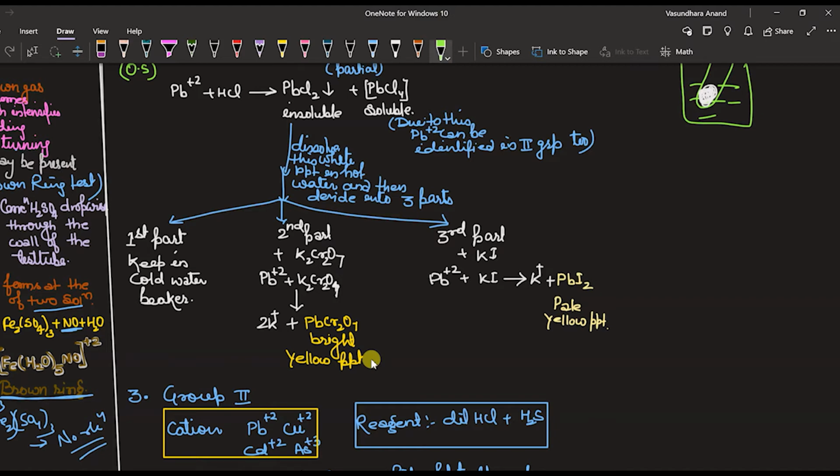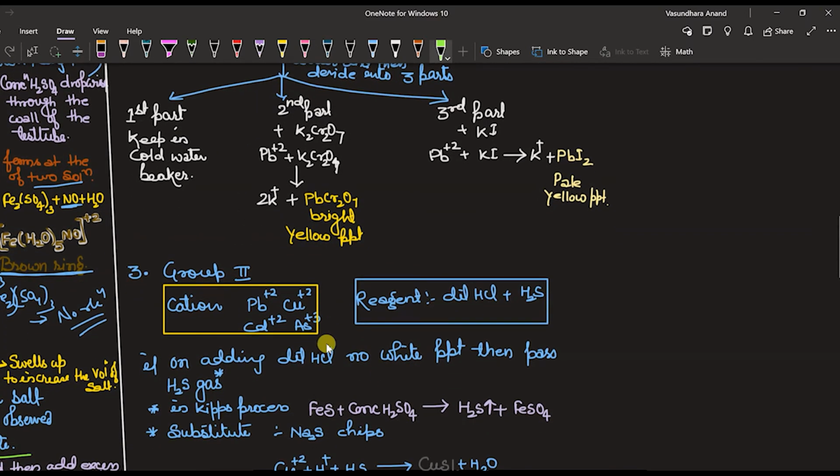Got it? In the third part you will add KI. In that third part, Pb2+ was in the salt solution and then KI is added. So again a double displacement reaction will occur, and it will form PbI2, which is a pale yellow PPT. हल्का पीला होगा without any shine. Got it? So this confirms that Pb2+ is confirmed.